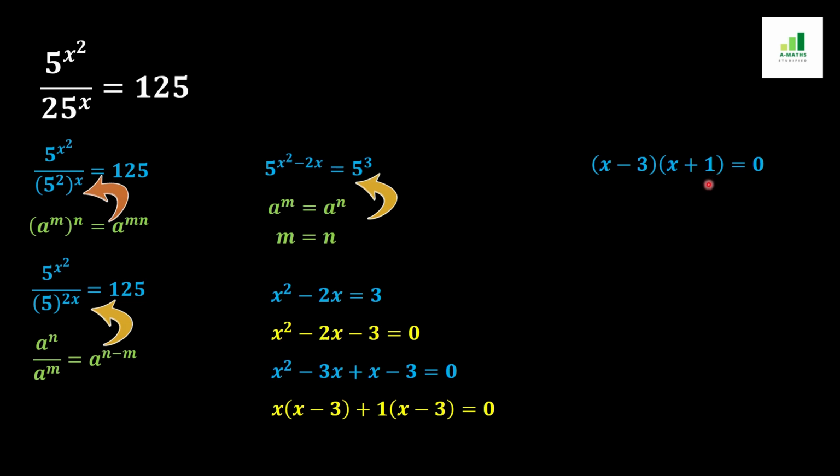Now in the next step, we should take x minus 3 equal to 0, and this minus 3 will move to the other side of the equation and convert to positive 3, and we should get the first value of x, which is x equals 3. Now, x plus 1 equal to 0, and this plus 1 will move to the other side of the equation and convert into minus 1. So here we get another value for x, which is x equals minus 1. So we get two values for x.